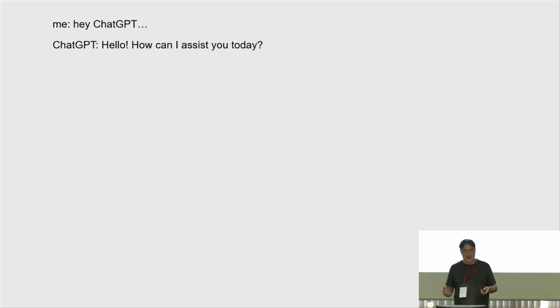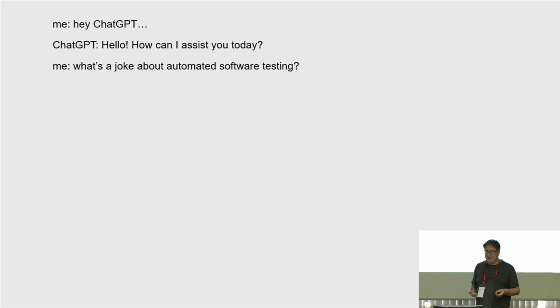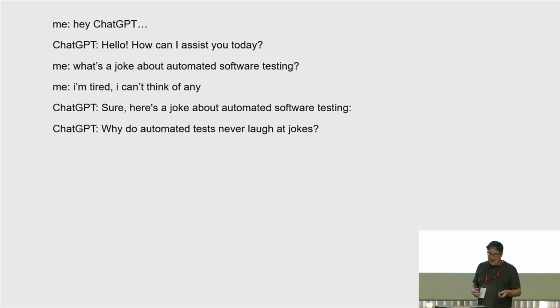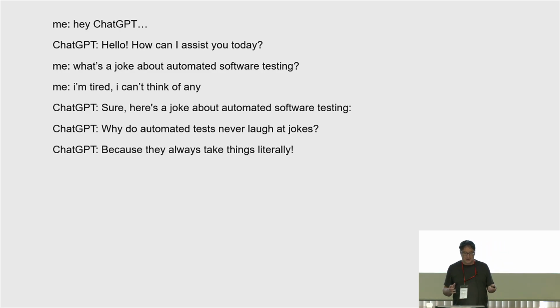so I went, I hear all these talks about AI, so GPT, and I said, well, hey, what's a joke about automated software testing? And then I'm tired, I can't think of any, please help me, ChatGPT. And then it's like, sure, here's a joke about automated software testing. Why do automated tests never laugh at jokes? Because they always take things literally.